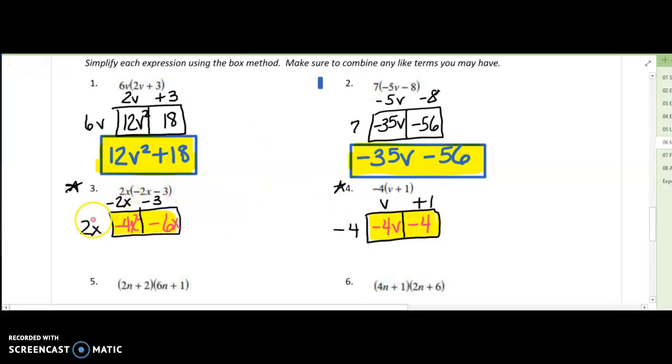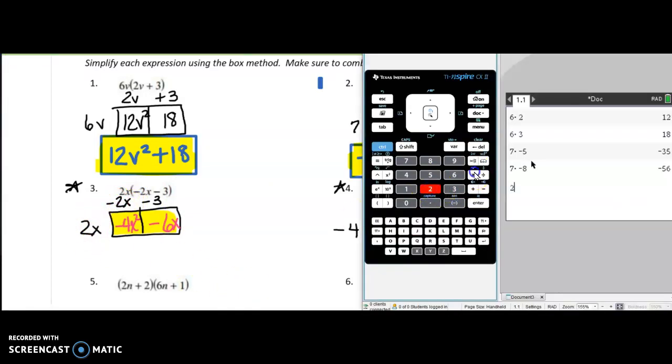So we have 2x times a negative 2x. So 2 times a negative 2 is a negative 4. So we have an x times x is x squared. Then I have 2 times a negative 3. Oh gosh, let's fix that. 2 times a negative 3 is a negative 6, okay? And then I had a negative 6 times x, so negative 6x, right?